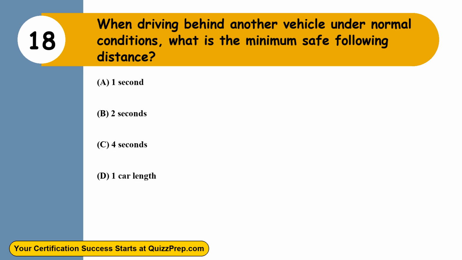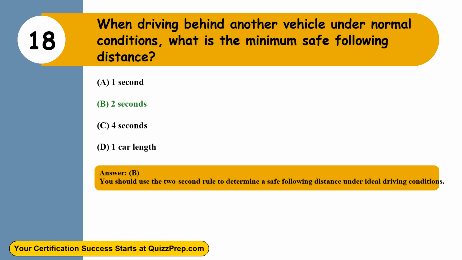Question 18. When driving behind another vehicle under normal conditions, what is the minimum safe following distance? Option A, 1 second. Option B, 2 seconds. Option C, 4 seconds. Option D, 1 car length. The correct answer is option B, 2 seconds. You should use the 2-second rule to determine a safe following distance under ideal driving conditions.